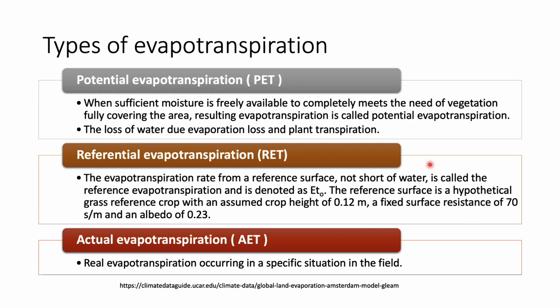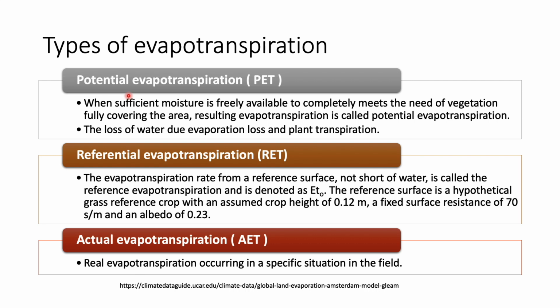So what are the different types of evapotranspiration? We have three major types. One is the potential evapotranspiration. This is when sufficient moisture is freely available to completely meet the needs of vegetation fully covering that area. That results in evapotranspiration, and this is what is called the potential evapotranspiration. Here the assumption is that it has to cover the full area. So the full area, if we can cover, that is the potential.